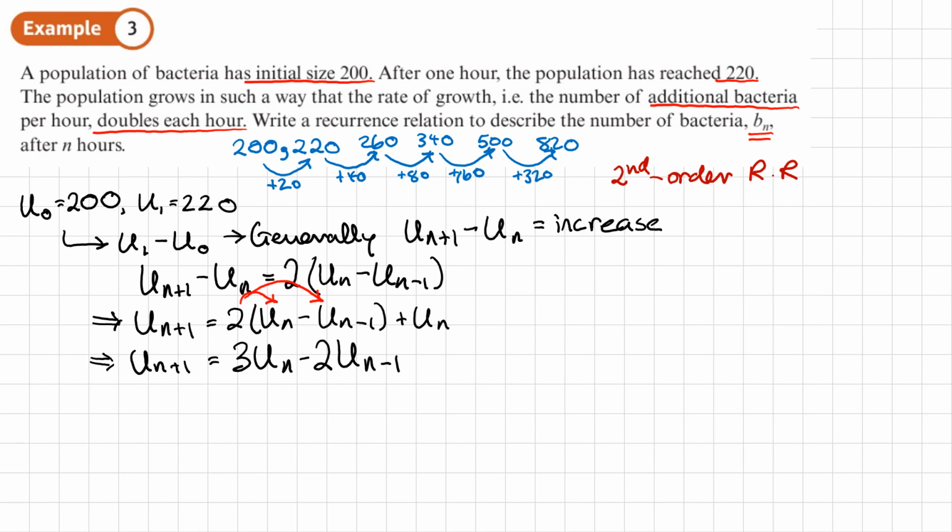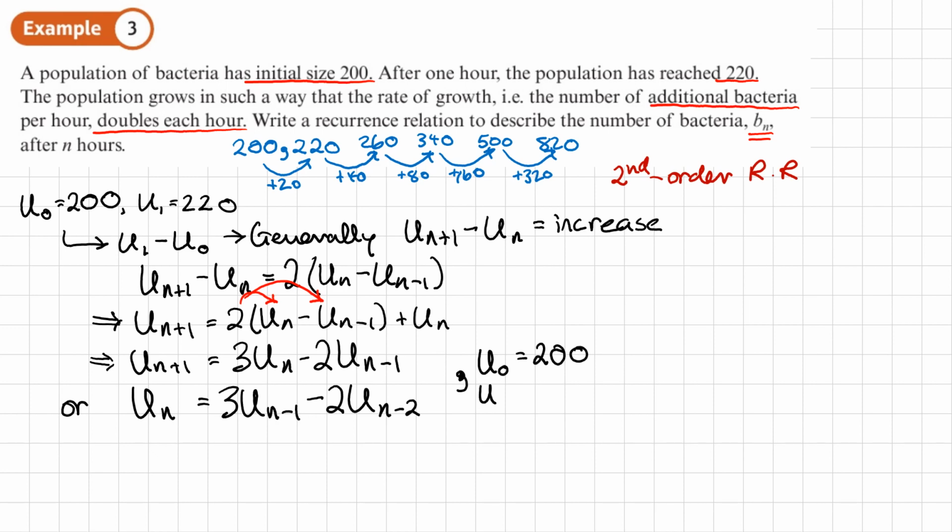Now, an equivalent way of writing that is just to move the values of n, these subscripts, down one. So instead of un plus 1, I could have un, and then take this un down by 1, so I'll have 3un minus 1, and take this down by 1 and have 2un minus 2. So this is equivalent. Now, whichever one I use, I'll have these initial conditions, that the very first term is 200 and the second term is 220.